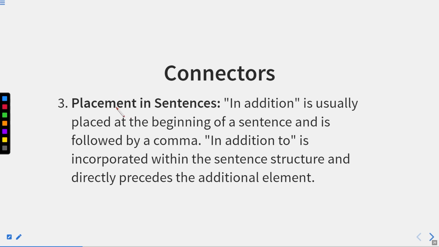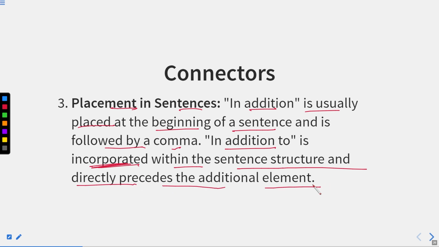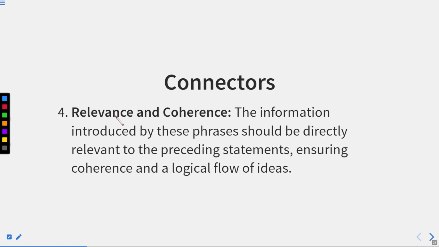Now, another rule is placement in a sentence. In addition is usually placed at the beginning of a sentence and is followed by a comma. In addition to is incorporated within the sentence structure and directly precedes the additional element. Relevance and coherence. The information introduced by these phrases should be directly relevant to the preceding statements.